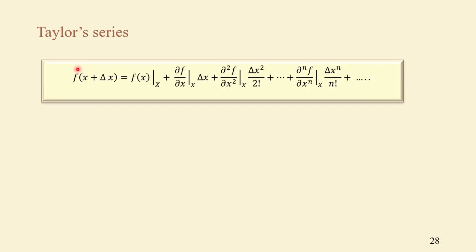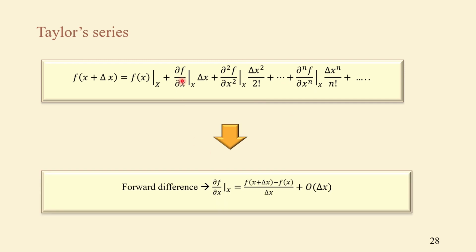Taylor series equation. So for forward expansion, f of x plus delta x, we write it as f of x plus dou f by dou x at x into delta x plus dou square f by dou x square at x into delta x square by 2 factorial, and it keeps on going. So for the forward difference approach, dou f by dou x at x is equal to f of x plus delta x minus f of x divided by delta x. All the other terms would be neglected because we are dividing the whole equation by delta x.